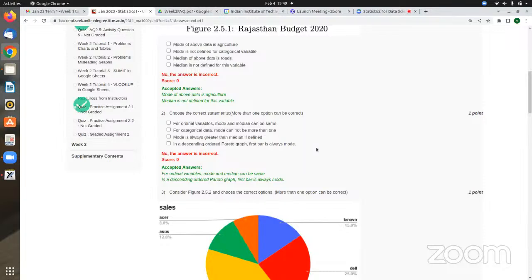Similarly, you can check for option C and option D. C is the problem here. Mode is always greater than the median if defined. So what do you mean by if defined? Because if it is a nominal scale of measurement, in that case median is not defined, right? Median is defined only in case of ordinal data, the ordinal scale of measurement. So that is if defined.